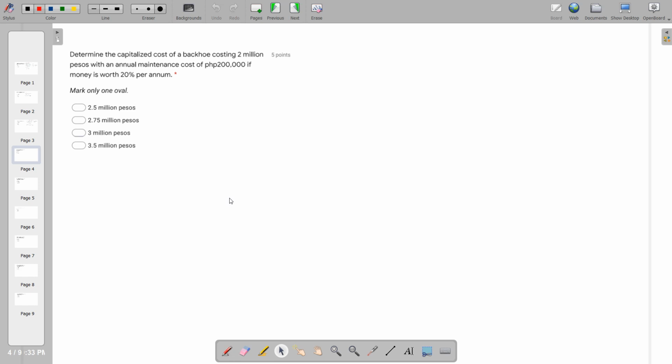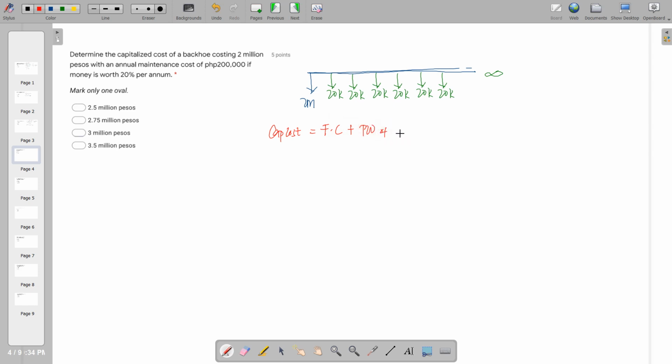So yung capitalized cost is composed of the first cost. Okay, let us put that into a cash flow diagram. See, meron tayong first cost dito na 2 million, and then annual maintenance na 20,000 pesos. And that will be assumed to be in perpetual time. So, the capitalized cost here is the first cost plus the present worth of the maintenance cost.